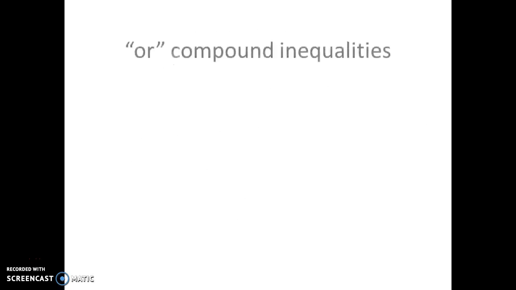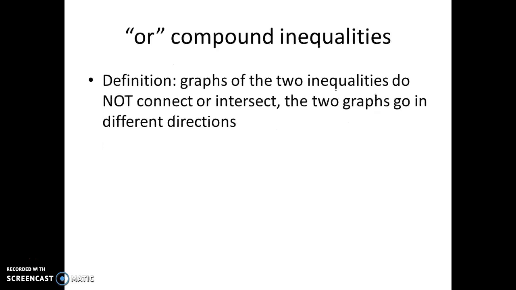The other type of inequality is an OR inequality. It's a graph of two inequalities that do not connect or intersect. Okay, the graphs go in different directions.